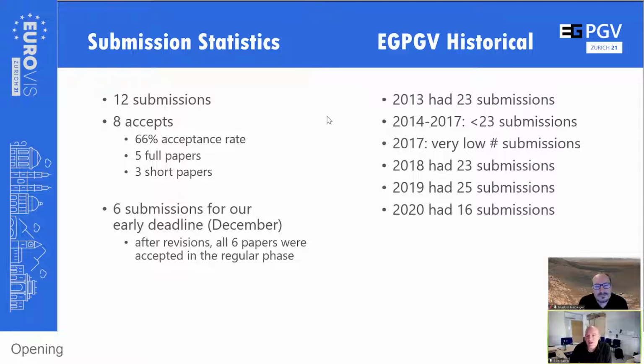Regarding the statistics, you see here that we are a bit low, and the chairs always ask themselves why this is the case. One reason could of course be the COVID situation, which also led to lower submission numbers in other tracks. This could be one explanation, but from our understanding and experience, we are very positive about this two-phase review process.